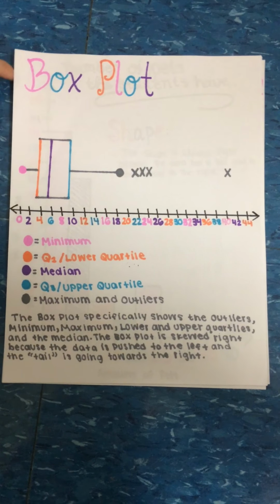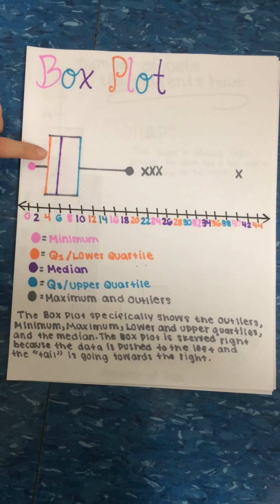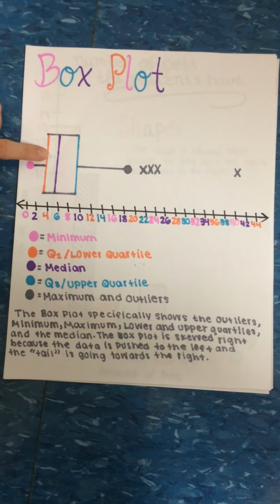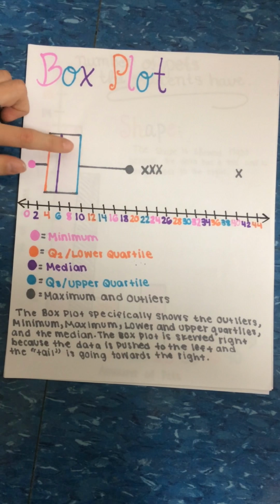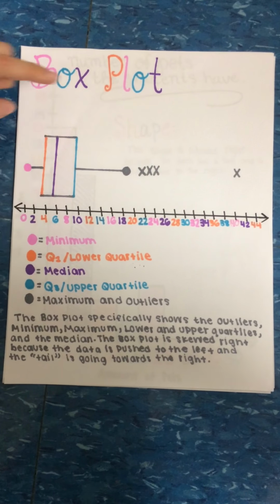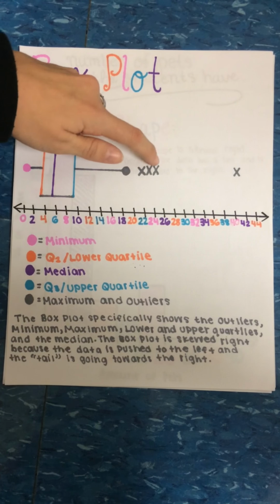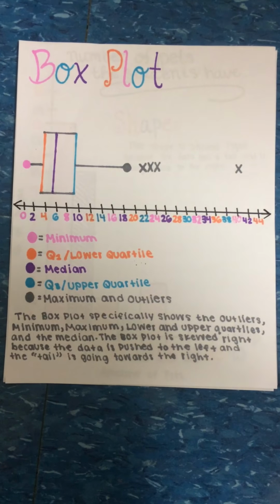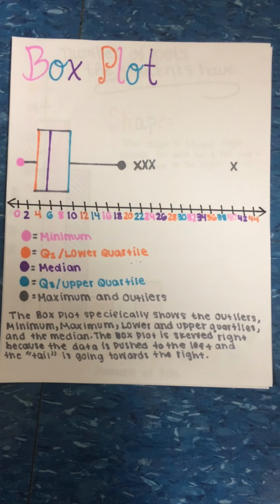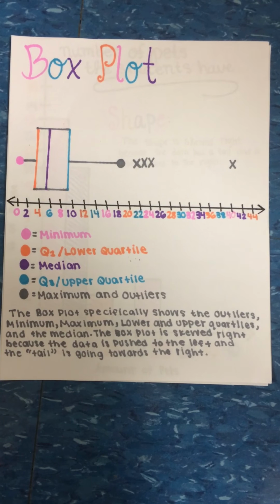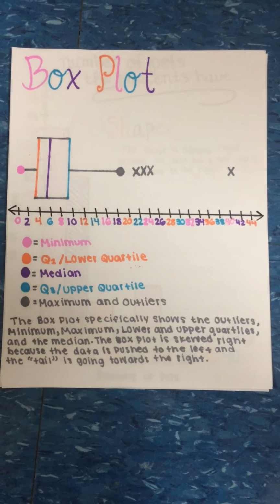Here's our box plot. We have the minimum, the Q1, which is the lower quartile, the median, Q3, which is the upper quartile, the maximum, and our 4 outliers. The box plot is skewed right because the data is pushed to the left and the tail is going towards the right.